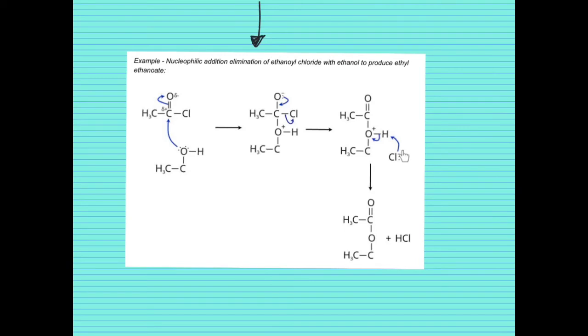The chlorine then, wandering on its own, has 2 free electrons. It then takes the hydrogen, because this oxygen still has this positive bond, takes the hydrogen, and then you end up with this. Okay, this is an ethyl chloride plus acid.